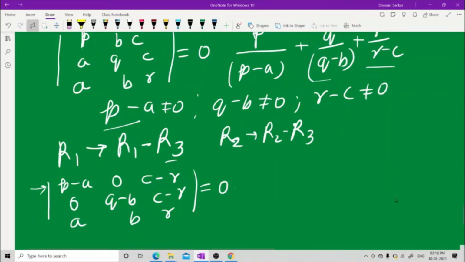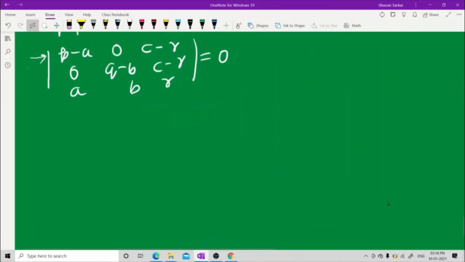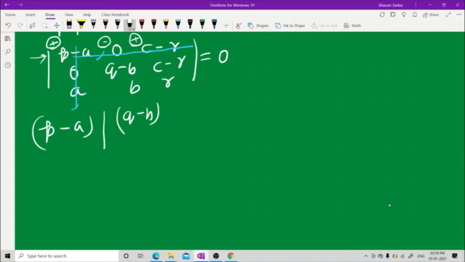Now see how. Let me just keep this matrix. Put a plus sign on the top, a minus sign next, then a plus sign. Now just hide this row and this column. This is equal to P minus A times the minor Q minus B, C minus R, B, R. There is no need to expand with the zero, leave it. Then you take plus C minus R.